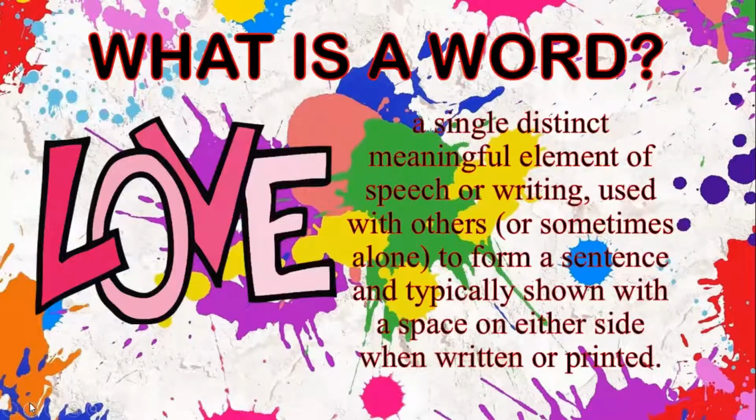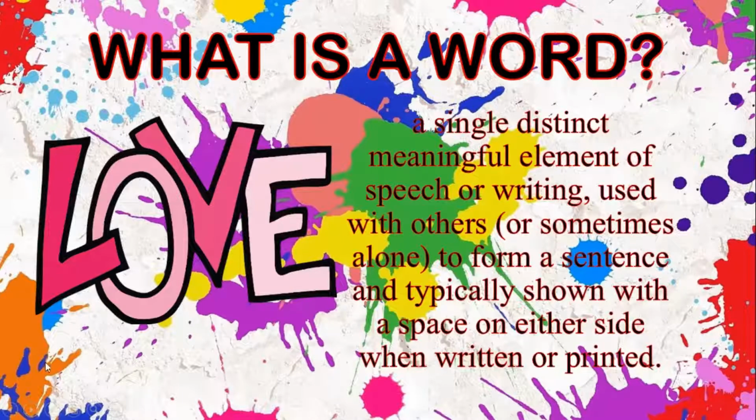So the first thing we need to determine, before we even begin to look at parts of a word, is the definition of a word, or what a word is. The dictionary defines a word as a single, distinct, meaningful element of speech or writing. It may be used with others or sometimes alone to form a sentence, and is typically shown with a space on either side when written or printed. So in essence, words are things that we use to communicate.